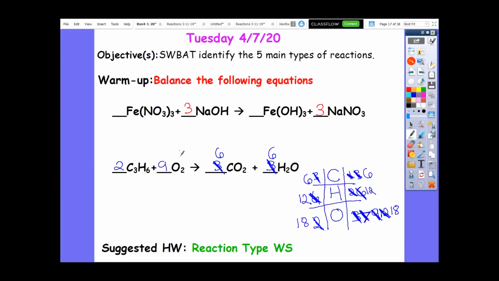Your optional homework tonight, and again, it is optional. If you do not hand it in, you will not be punished. You will not lose any credit. If you do get it in before the deadline, you might get back some credit for homework you missed earlier in the semester. It is the reaction type worksheet that I've added in the 4-7 folder on Google Classroom.